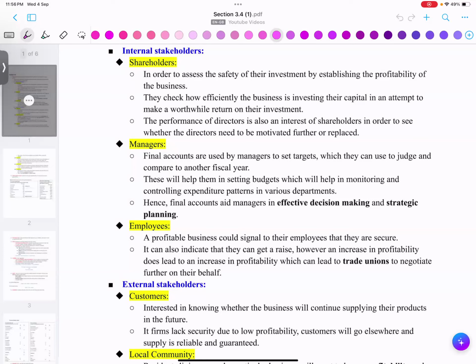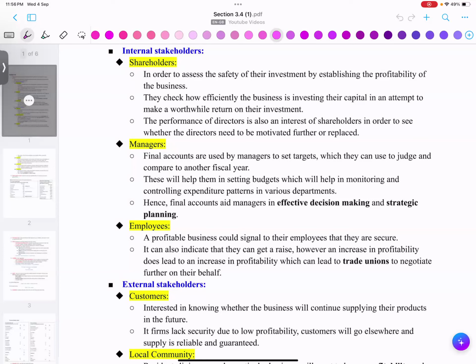The performance of directors is also of interest to shareholders, in order to see whether the directors need to be motivated further. So whether they just need a push, whether they're doing really well, or whether they should be replaced because they're not doing well at all and they're not guiding the business properly. Okay, so this is it for shareholders. This helps them evaluate whether their investment was worthwhile.